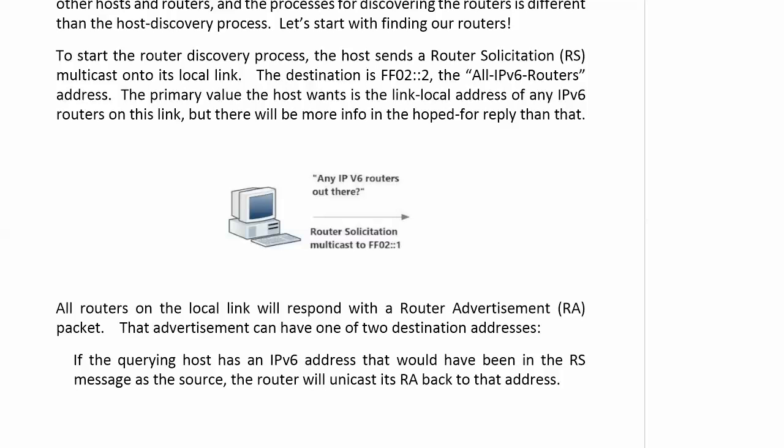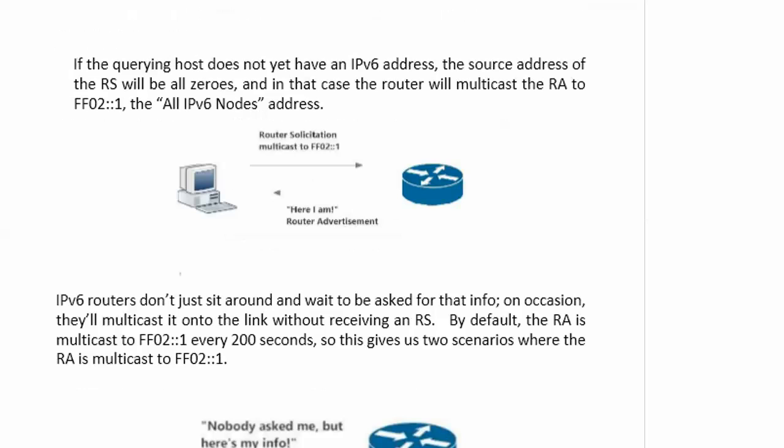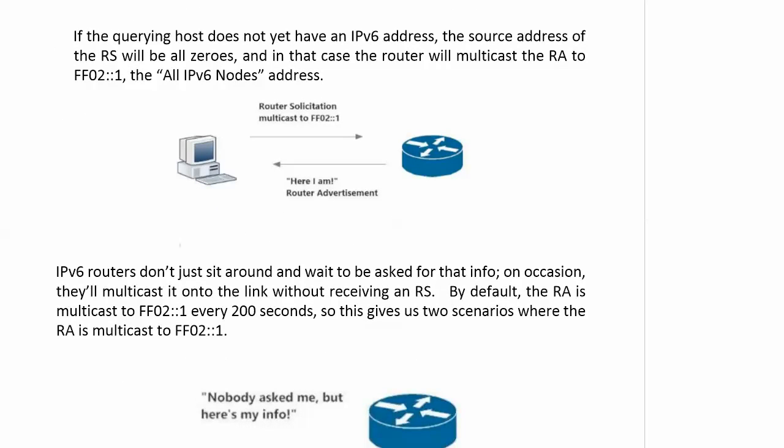Now that advertisement can have one of two destination addresses. If the querying host already has a version 6 address, well, that would have been in the router solicitation message as the source, and the router will unicast its RA right back to that address. If the querying host does not yet have a version 6 address, the source address of the router solicitation is going to be all zeros. And in that case, the router will multicast the RA to FF02::1, the all IP version 6 nodes address.